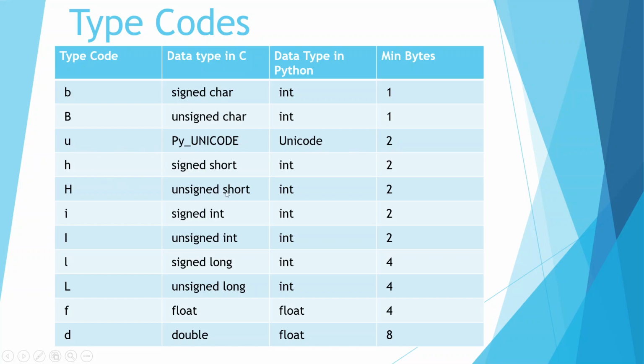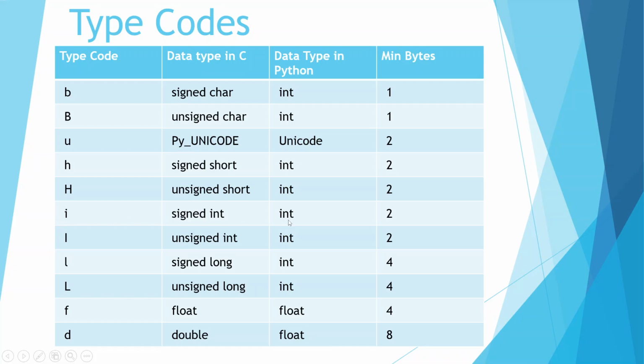And if you want to store some unsigned numbers, like short and int, you have to give the capital letters. For signed short, it is small h, and for unsigned short, it is capital H. Similarly, for signed int, it is I, and for unsigned int, capital I. So let us give the small i. I want to create signed integers.